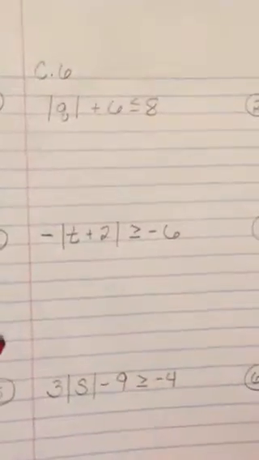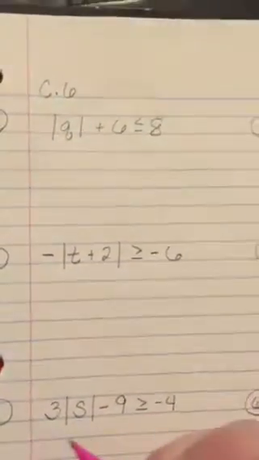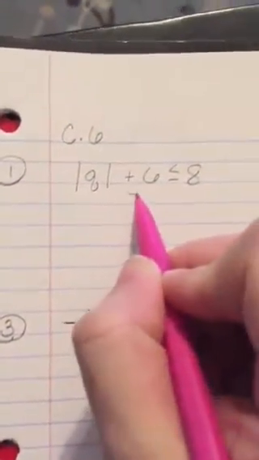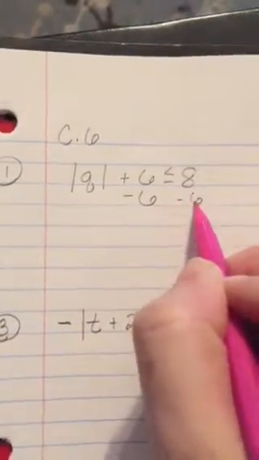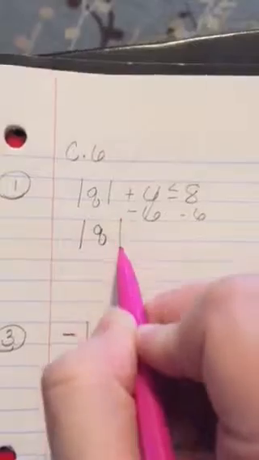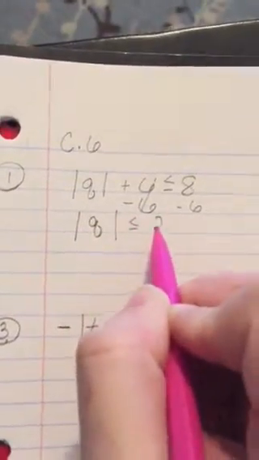All right, we'll look at solving absolute value inequalities. We'll start off with some easier ones, as you can tell, and then we'll end up with stuff that is a little bit harder. The first thing I always want to do is isolate my absolute value. So I'm going to subtract 6 from both sides. So I have the absolute value of q is less than or equal to 2.